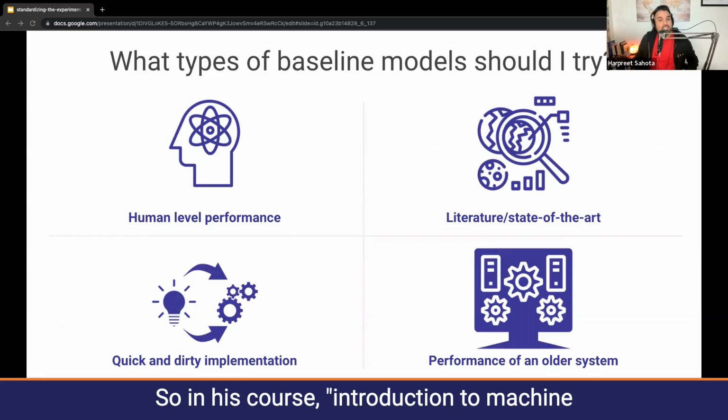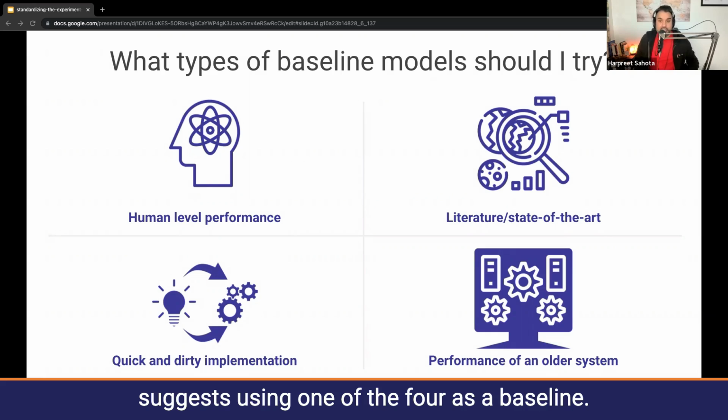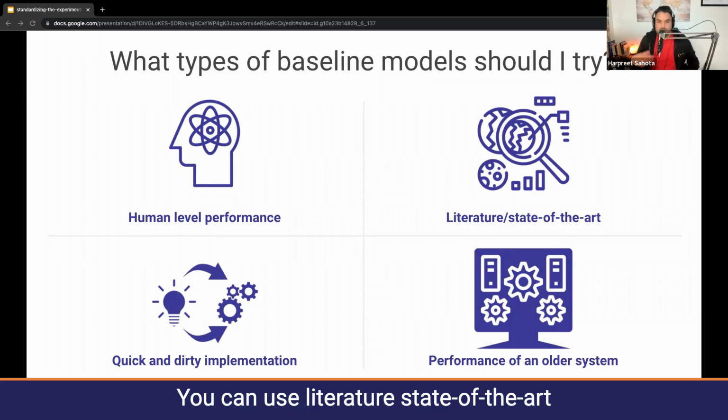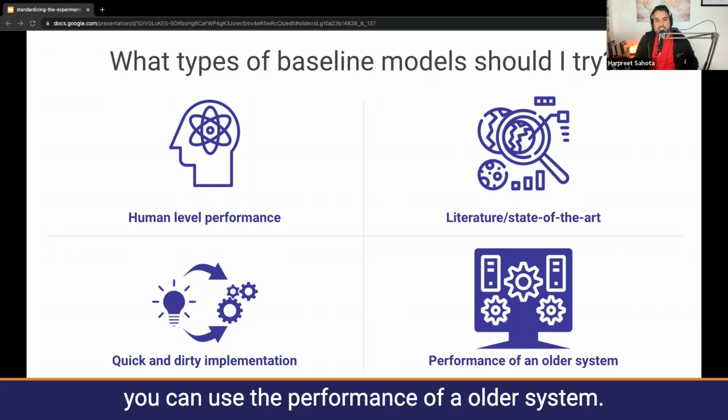So in his course, Introduction to Machine Learning in Production, Andrew Ng suggests using one of the 4 as a baseline. Human level performance, that is, an oracle. You can query a human who could provide an answer. You can use literature, state-of-the-art, or open source solutions. You can do a quick and dirty implementation, or you can use the performance of an older system.